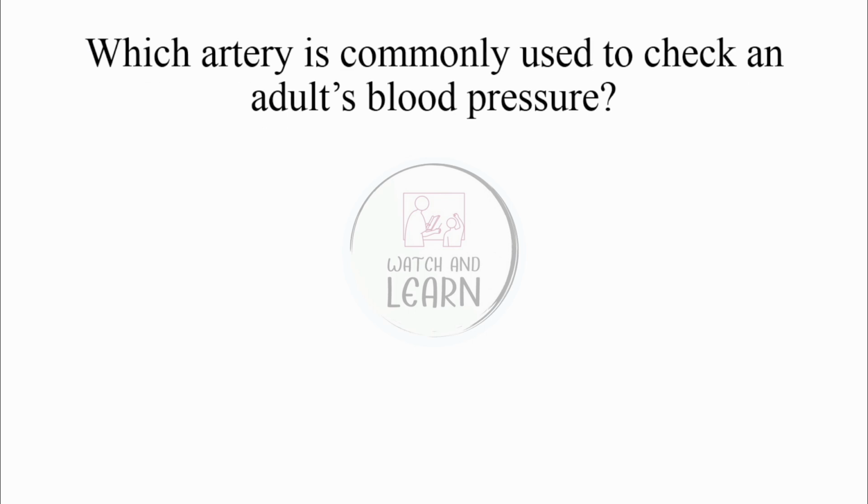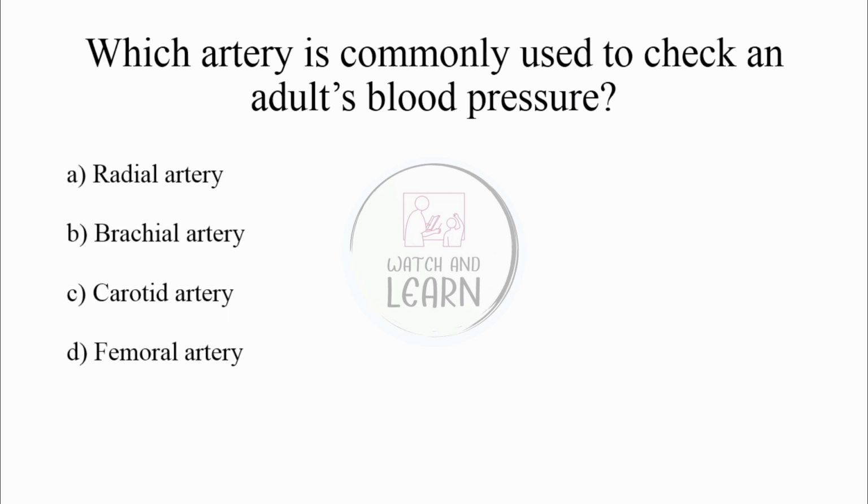Which artery is commonly used to check an adult's blood pressure? Options are option A radial artery, option B brachial artery, option C carotid artery, option D femoral artery. The right answer is answer B brachial artery.